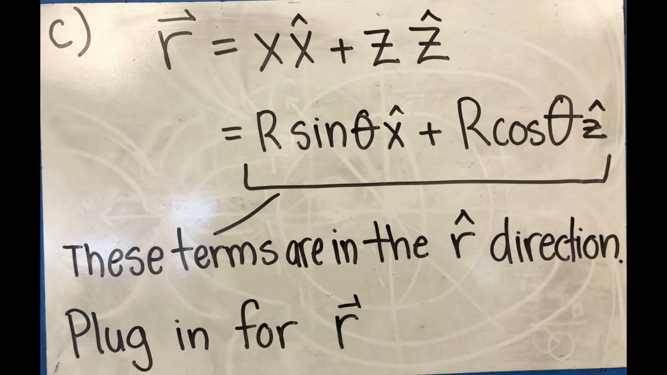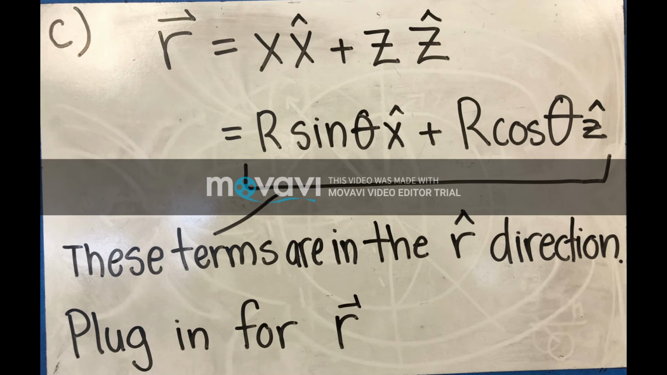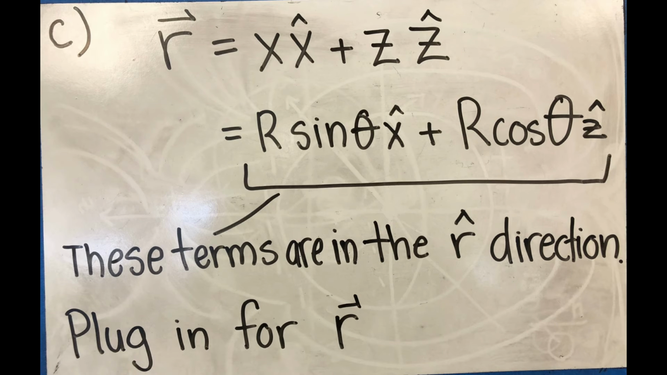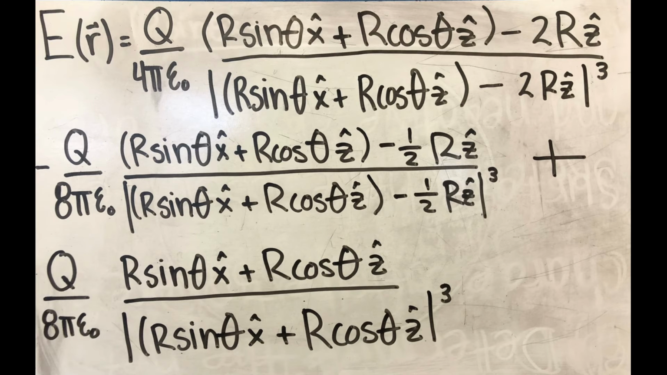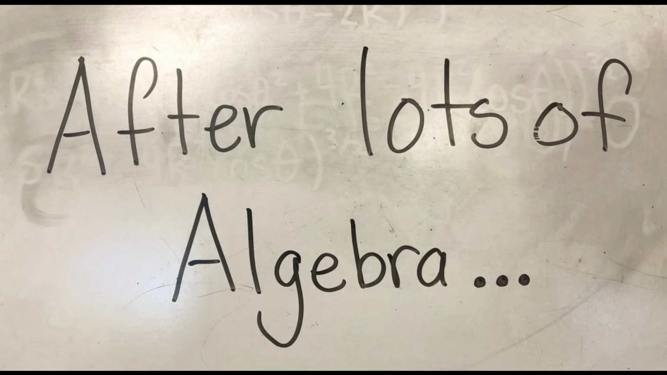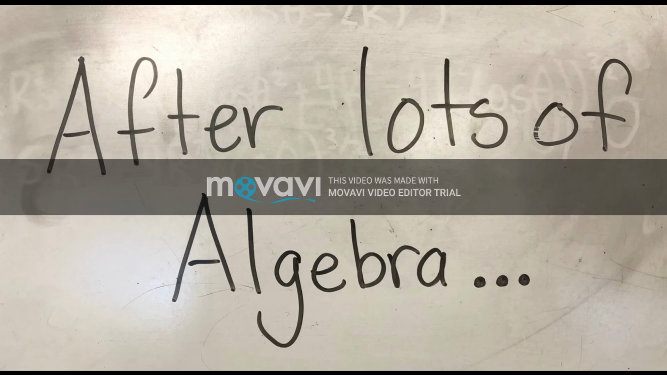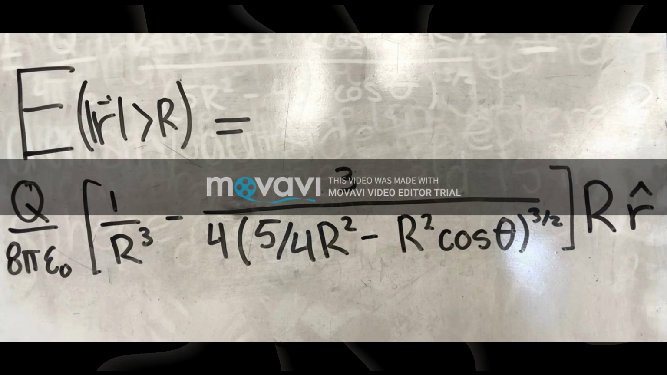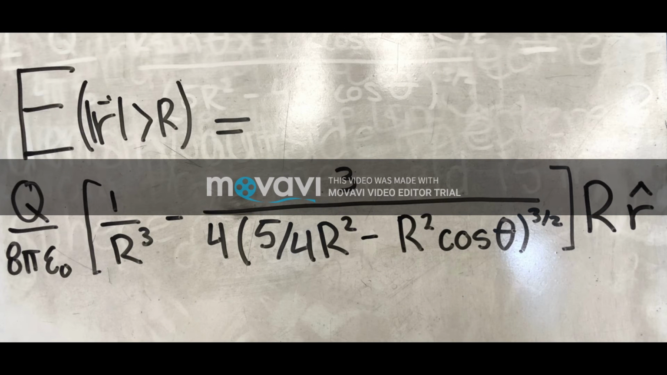And so we can put our r vector in terms of x hat and z hat, and then we can change that into spherical coordinates through r sine theta x hat plus r cosine theta z hat. And then we can plug these into our equation for our electric field. After a lot of algebra, the electric field outside the sphere should be this, in the r hat direction.